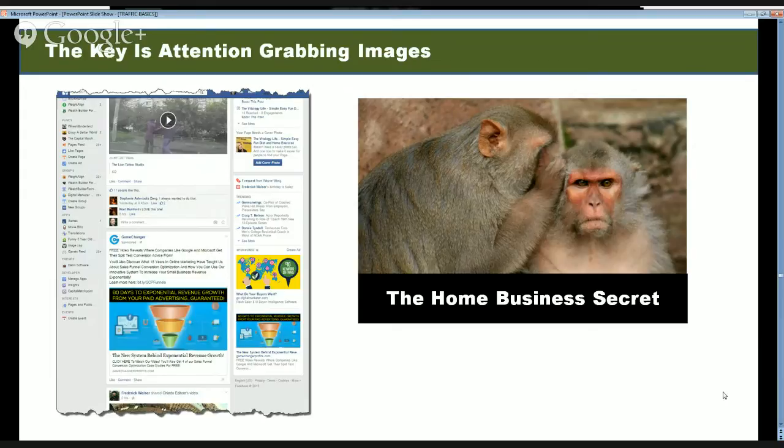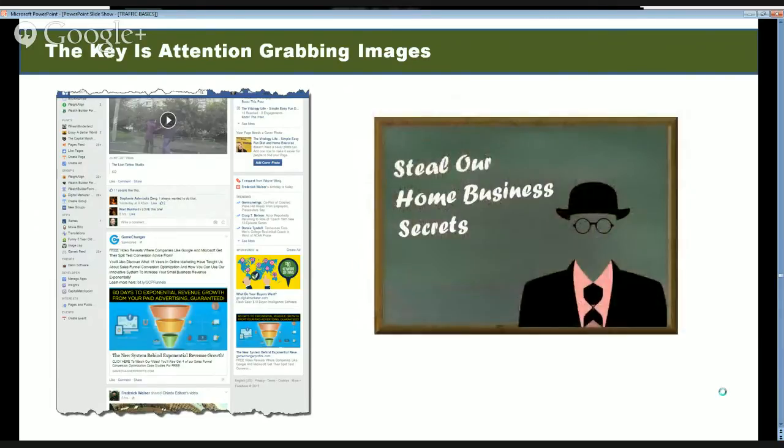You can use the text underneath, the copy, to filter your audience even more. And we'll show you that in just a second. So that's one example of an image. It's pretty catchy. Here's another image, okay? Now here what's catchy is the combination of the image and the text.